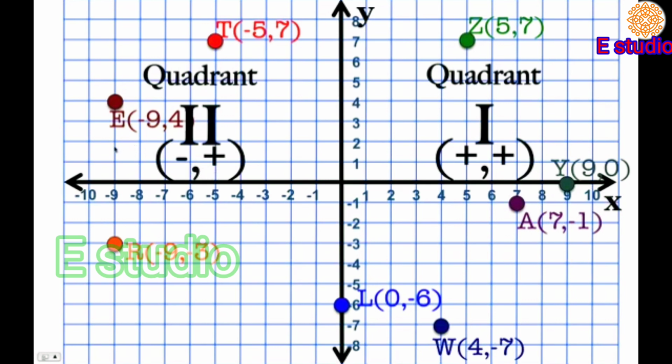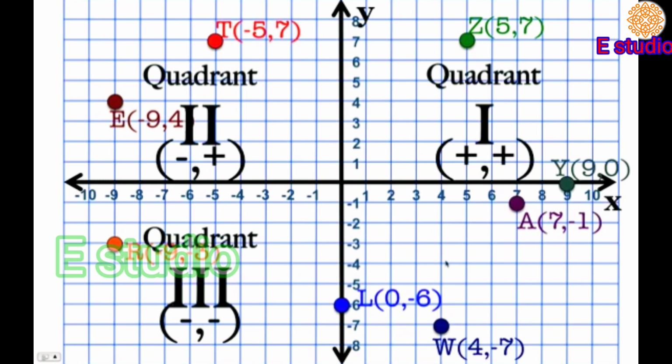In quadrant 2, our x is negative and our y is positive. Think about the points we have here. Point E is -9, 4. The x is negative, the y is positive. Point T is -5, 7. The x is negative, the y is positive. And that's why they're in quadrant 2. Quadrant 3 is where your x is negative and your y is negative also. That's why point R has coordinates -9, -3. The x is negative and the y is negative.